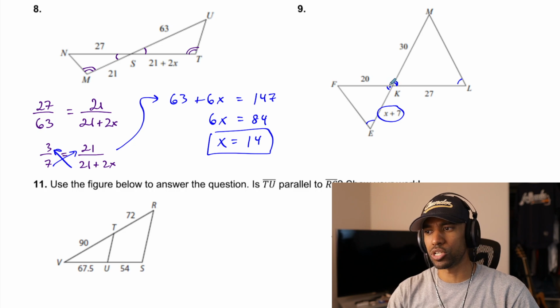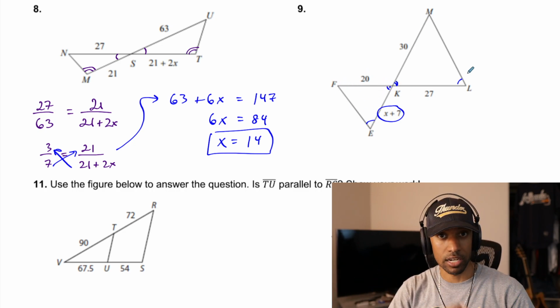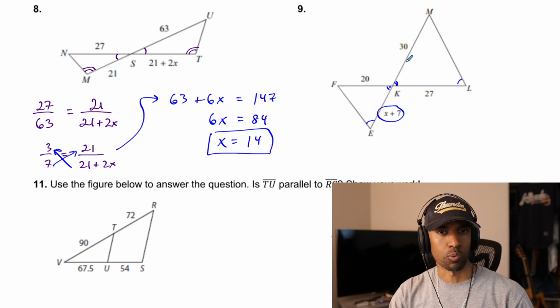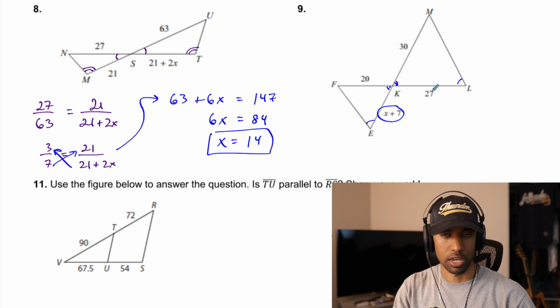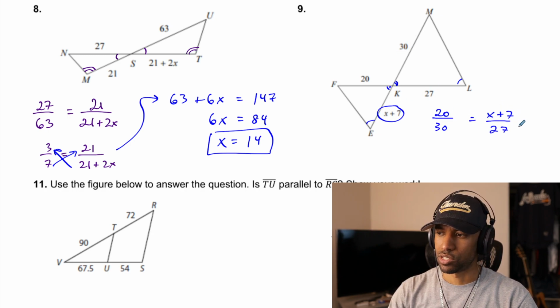These problems really should tell you which triangles are similar. If it said triangle FKE similar to triangle MKL, then I know for sure that that's the order. So again, kind of griping at my own worksheet. Not one that I made, but griping at it there. All right, let's do 20 to 30. Let's do the top two to the bottom two, is x plus 7 to 27 there.